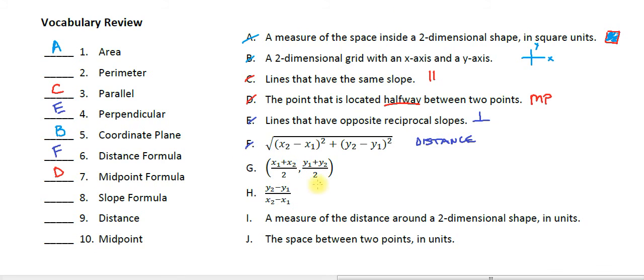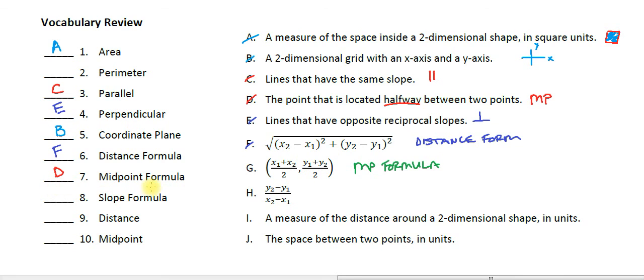Okay, letter G. x sub 1 plus x sub 2 over 2, y sub 1 plus y sub 2 over 2. That is the midpoint formula. So midpoint formula. Make sure you don't mark that as the midpoint. The midpoint is defined as the point halfway. And in fact, we should just write this. This is distance formula, not the definition of distance, but it's the distance formula. So G is the midpoint formula. So midpoint formula is right there.